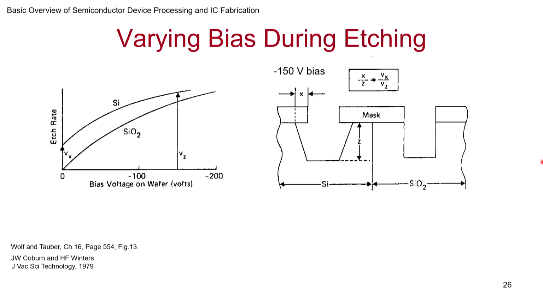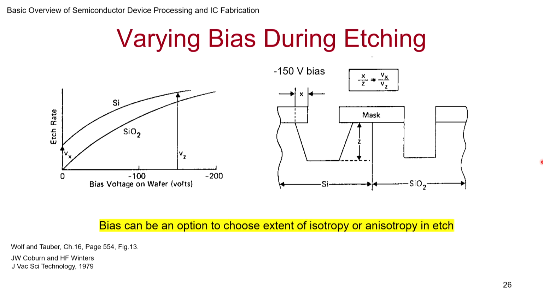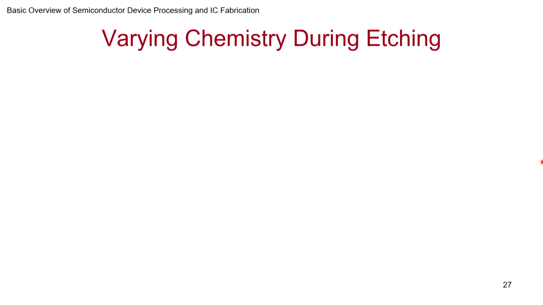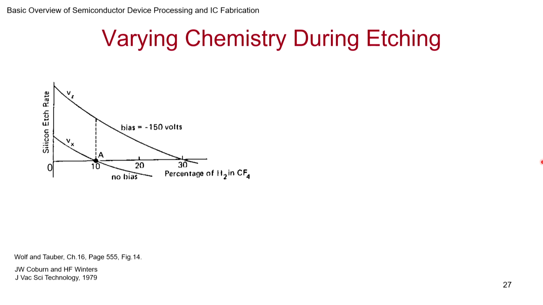Very useful, especially for back end of the line processing and all that. So bias can be an option. It can be a lever to choose the extent of isotropy or anisotropy in the etching. Of course, it's material dependent, ion dependent and all, but it is possible. Let's also see, we saw that you can change the bias to tune it. Can you also change the chemistry to tune it? Actually, it turns out you can.